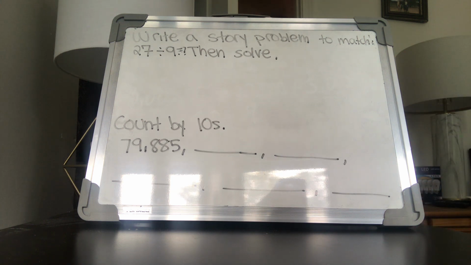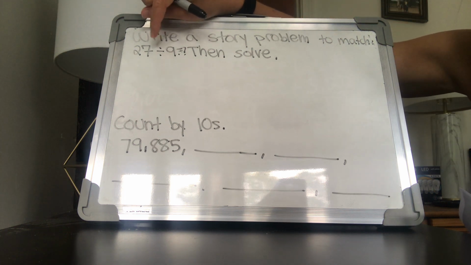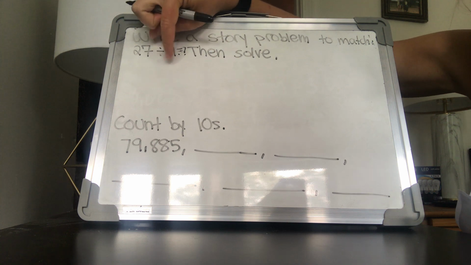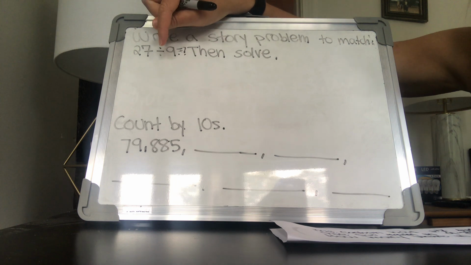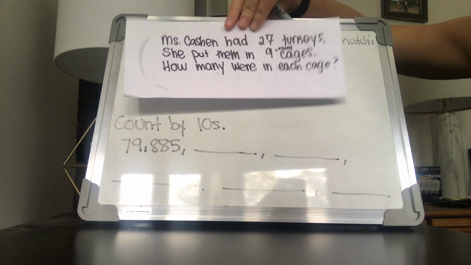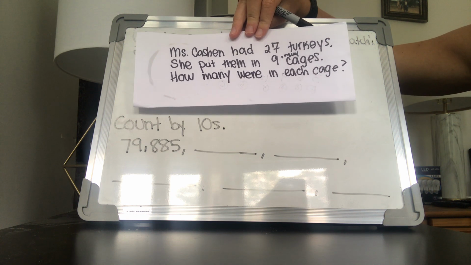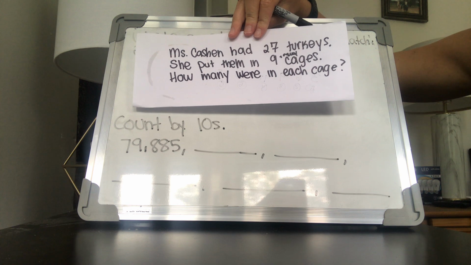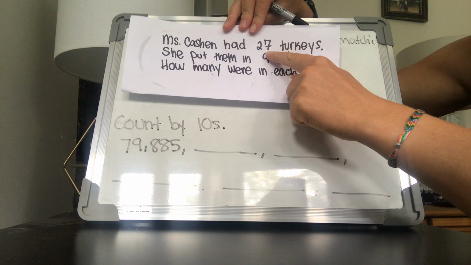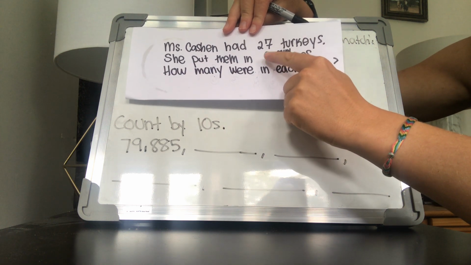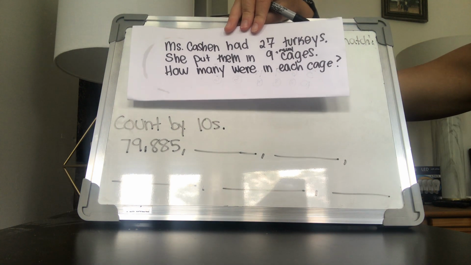Let's start by looking at our story problem. So I know already that 27 has to be the total because it comes before the divided by sign. And I also know that 9 is the part that I know. So here is my sentence. Miss Cash had 27 turkeys. She put them in 9 equal cages. How many were in each cage? So that tells me my total number of turkeys, the number of groups I have, and now I have to solve for the number in each group.